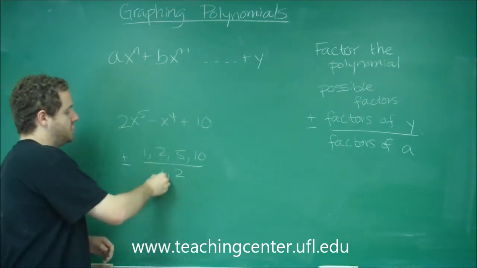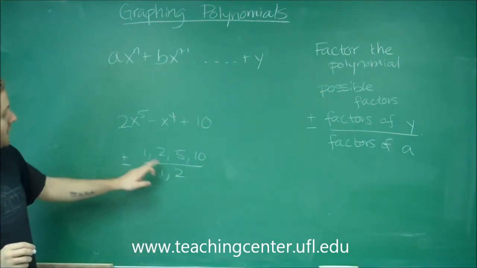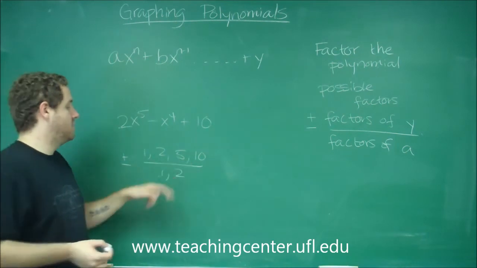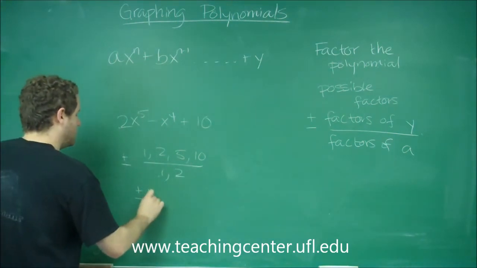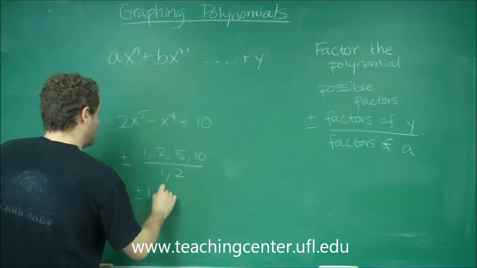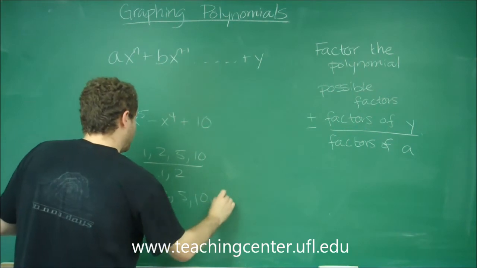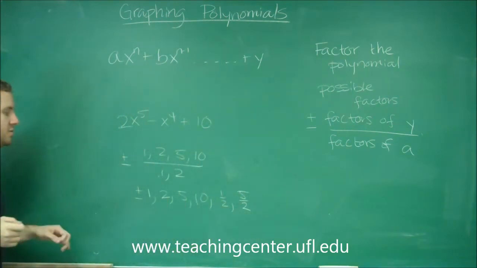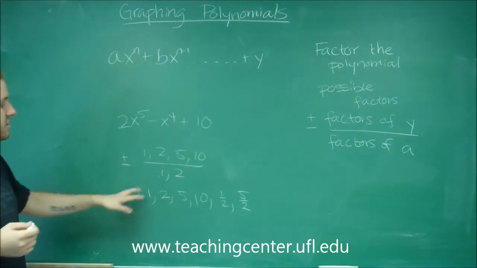Here we could also get 2, we could get 5, we could get 10 if we divide them by 1. Or we could get a half. 2 over 2 is still 1. 5 halves, or 10 over 2 is 5. We already had that. So all of our possibilities here are plus or minus 1, 2, 5, 10, 1 half, and 5 halves. Those are your possibilities for zeros by taking any combination of those factors, and of course any of them can be plus or minus.